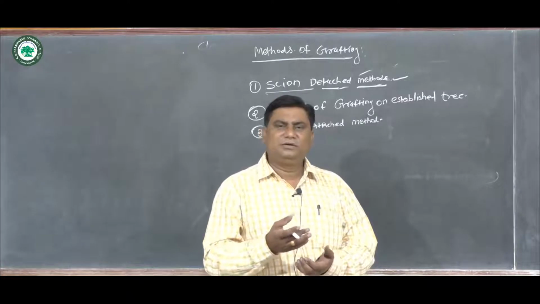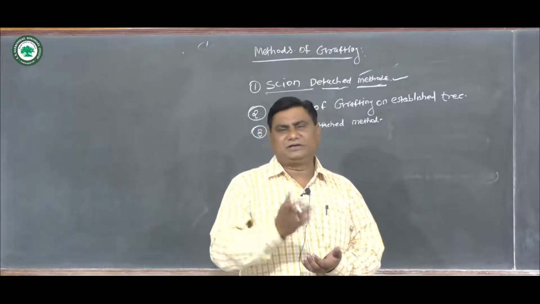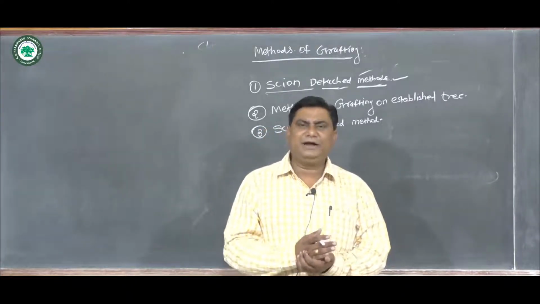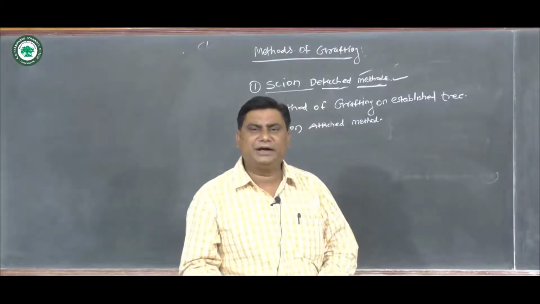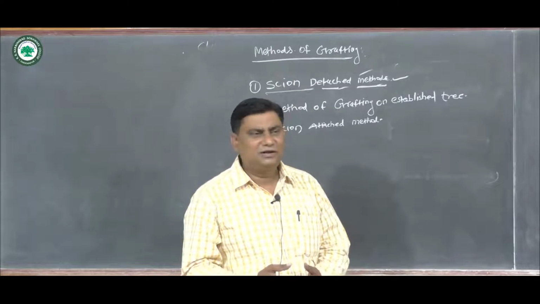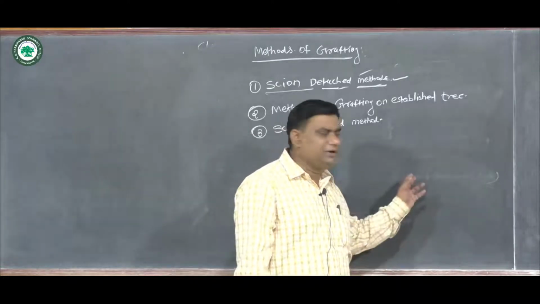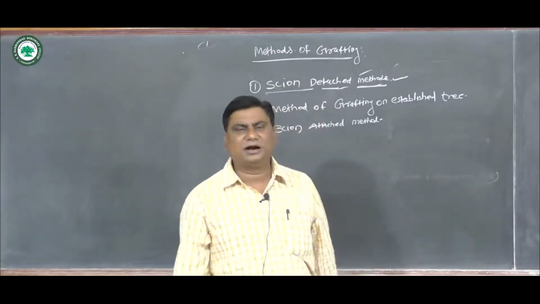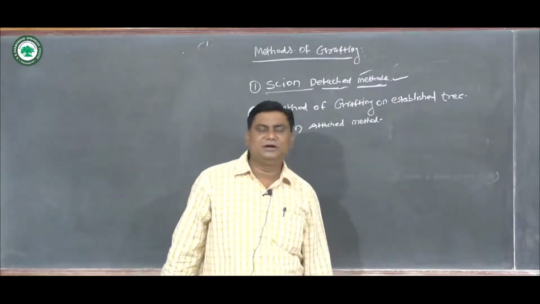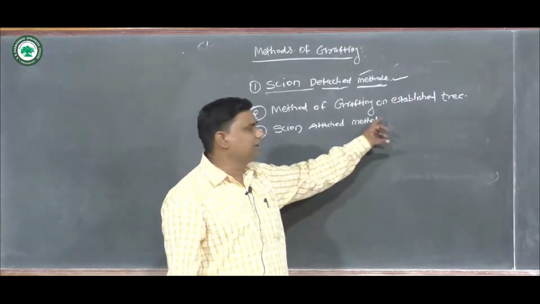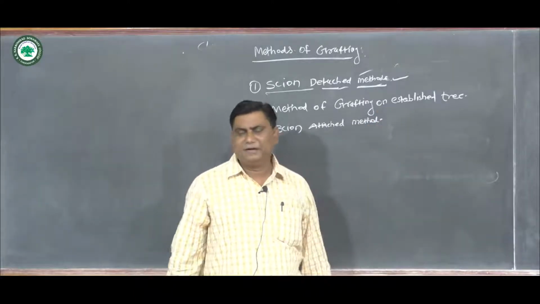Means what? Grafting is done and then that inferior crown is made into a superior crown. For instance, this method of grafting on established tree is followed in side grafting.